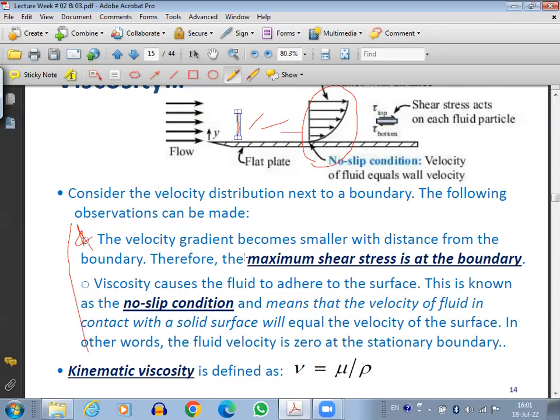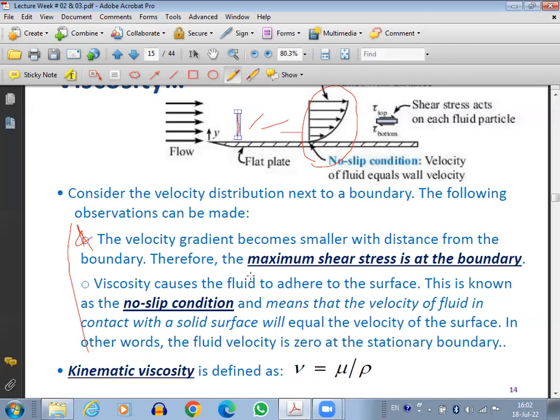So one thing is very clear, that the velocity gradient becomes smaller with distance from the boundary. If you are closer to the boundary, the velocity gradient will be higher, and if the velocity gradient is higher, shear stress is higher. Suppose the fluid is moving and you put a piece of paper on the fluid. The piece of paper will move with the fluid, because the fluid is exerting force. This force exertion is strongest at the boundary, and as you move away from the boundary, it will be smaller.